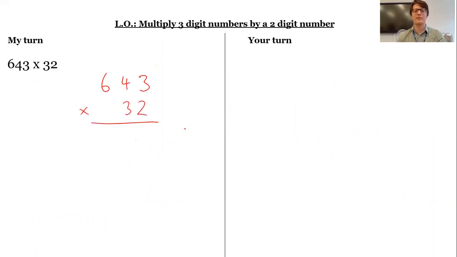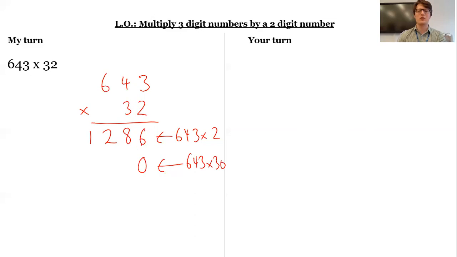So again, I'm going to line up the columns. Start by doing 643 times 2. Then I'll have 643 times, not 3, times 30. Remember, I'm timesing by 32, 30 and 2. 2 times 3 is 6. 2 times 4 is 8. 2 times 6 is 12. Put in my placeholder to show I'm timesing by 30, 3 tens, not 3.